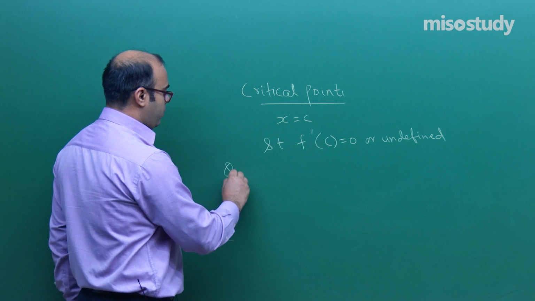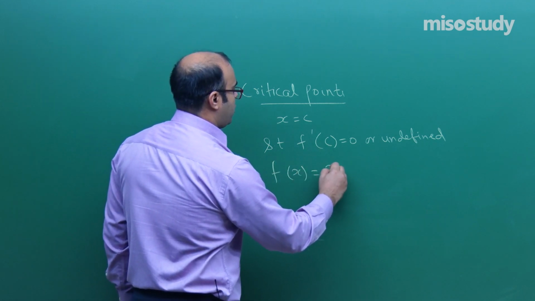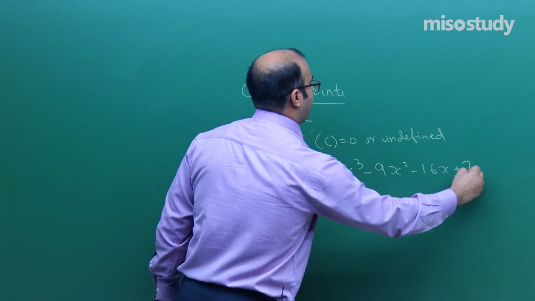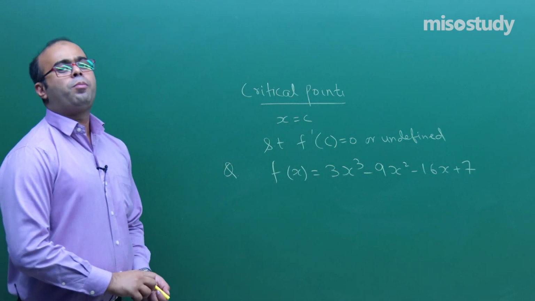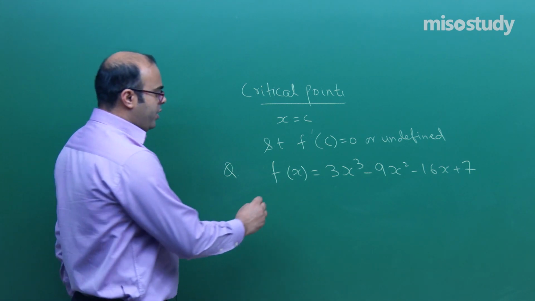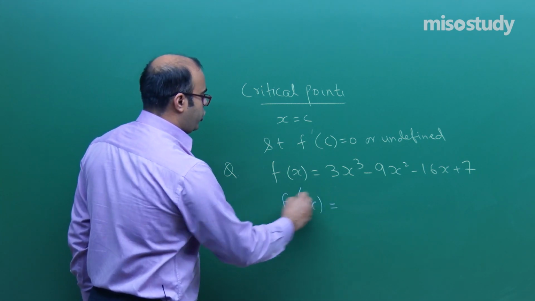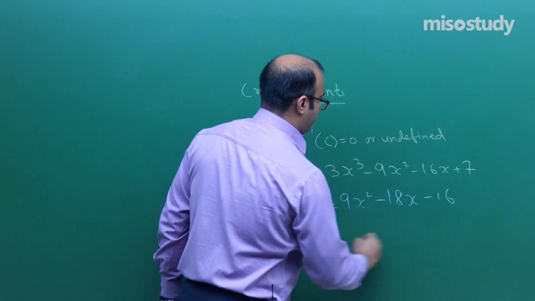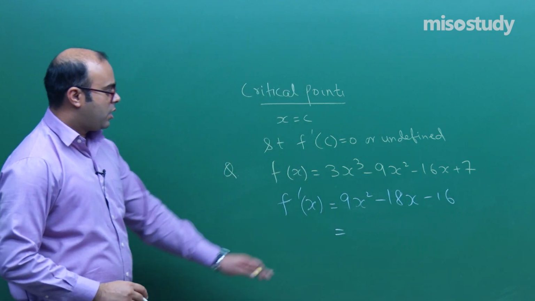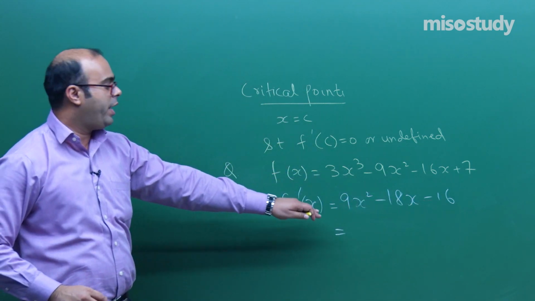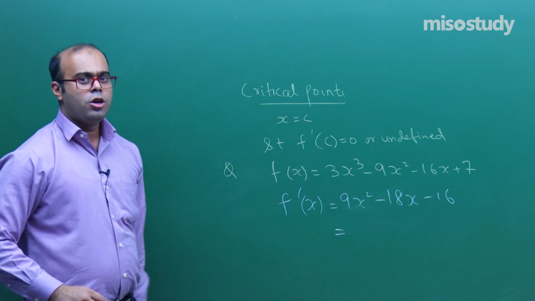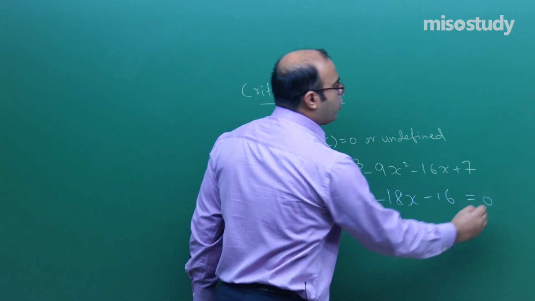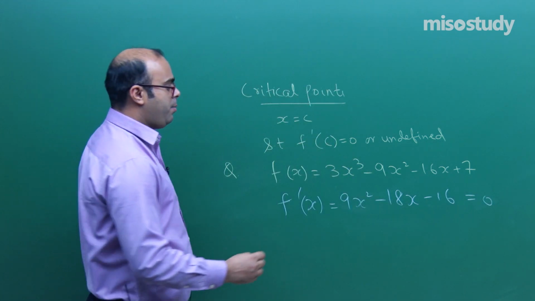For example, we have a question: f(x) is equal to 3x cube minus 9x square minus 16x plus 7. Find the critical point or points for this function. We will simply differentiate. After differentiating, what we get? 9x square minus 18x minus 16. Now, this is a quadratic expression, and a quadratic expression is everywhere defined. The only chance is that it can become equal to 0. So, let us see the points where it can become 0.